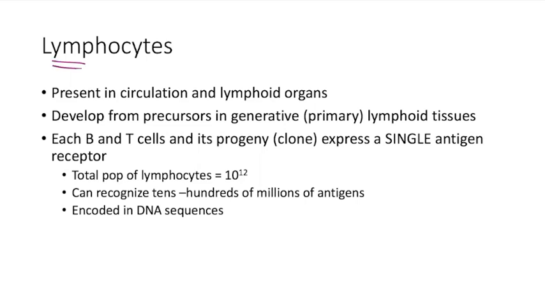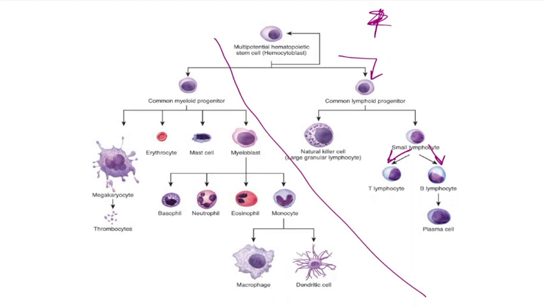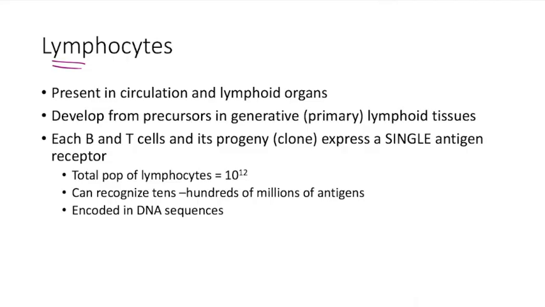Now when we take a look at that progenitor hematopoietic stem cell, we are going over to this line over here. The multipotential hematopoietic stem cell then differentiates into the common lymphoid progenitor. We either get natural killer cells or we get a small lymphocyte. The small lymphocyte will further differentiate into either a T cell or a B cell, and then we'll get further differentiation, which we're going to talk about in a few minutes. They are present in circulation and also in the lymphoid organs, such as the spleen and the lymph nodes. Then we also have clonal diversity, and then clonal selection. We're going to talk about those two things coming up.